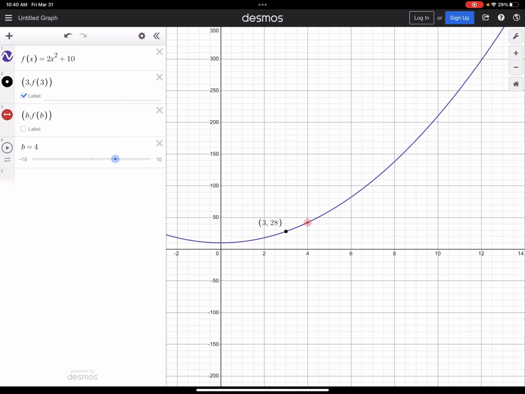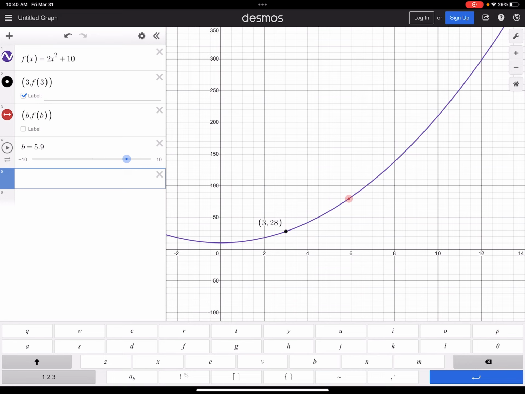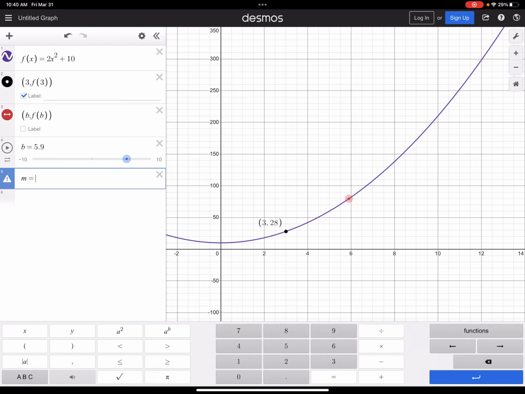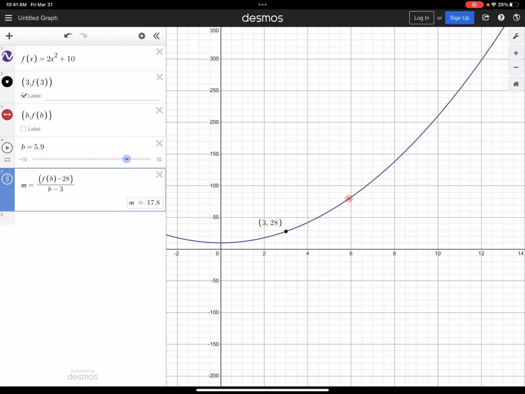So if I park b at 4, then that red point is the point that has an x coordinate of 4. Now let's calculate the slope between the red and the black points. And let's call it m. So m equals f of b minus, and then I could say f of 3, or I could just type in 28. Let's just type in 28 because that's what f of 3 is. And then we divide all of this. Let me put all that in parentheses and then divide all of that by b minus 3. And there's the slope of the line connecting the 2 points. If you want the fraction form, you can show it as a fraction or as a decimal, you choose.